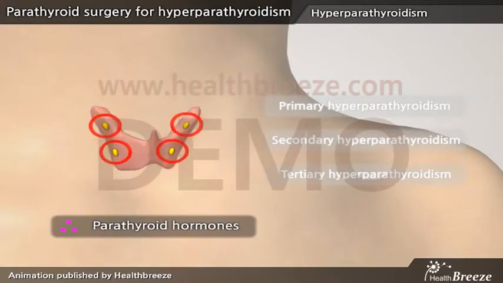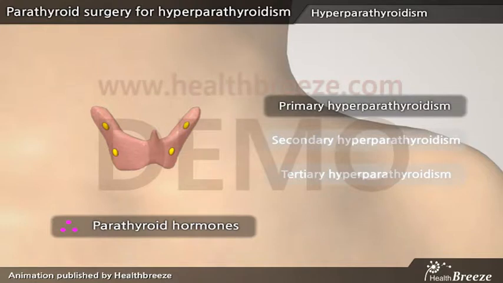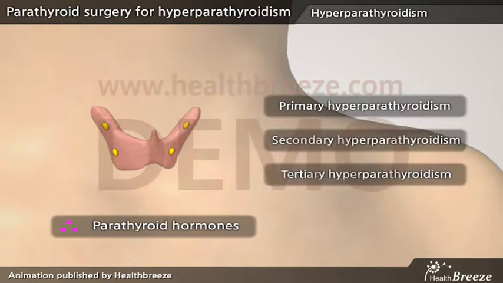Hyperparathyroidism refers to overproduction of parathyroid hormone due to hyperfunction of one or more parathyroid glands, and it is classified as primary, secondary, or tertiary.